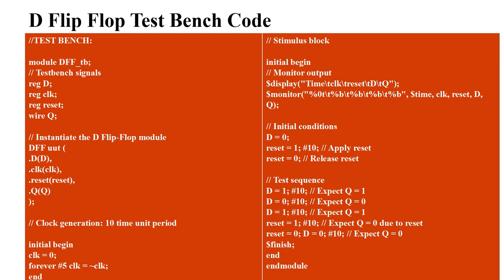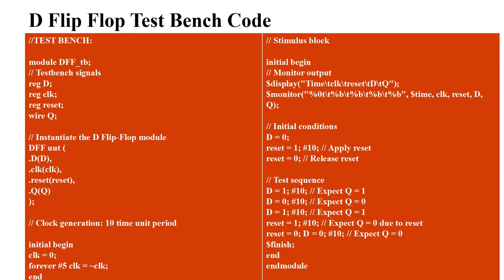This is the test bench code. So here the inputs are changed to registers and outputs are changed to wire. Instantiate the D flip-flop module. So whatever the variables here, the same variables I am giving here: .D of D, .clock of clock, .reset of reset, .q of q.